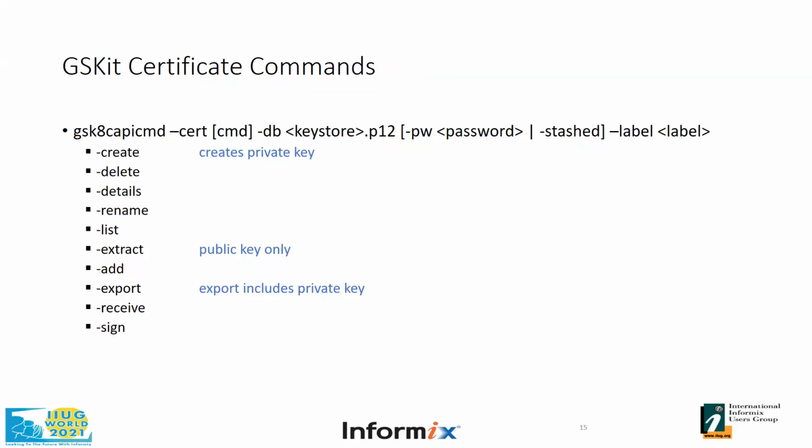You can rename a certificate if you want. You can list the certificates that are in a key store. You can extract it, but when you extract it, you only get the public key, which is generally what you want for setting up a pair of endpoints using self-signed certificates. You can add that extracted certificate to a client key store.